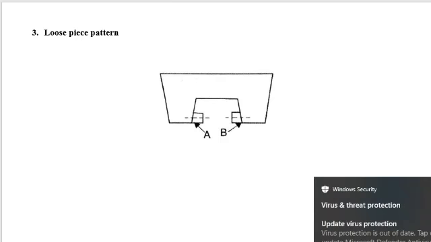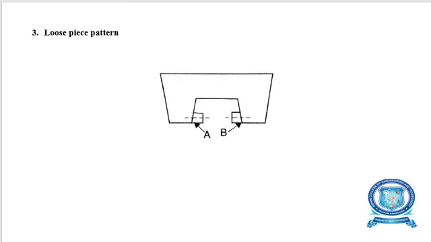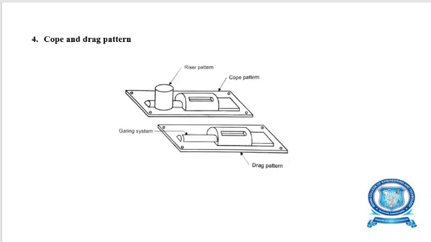Loose piece pattern, like in the diagram. A and B are loose pieces and the overall volume is one piece, totally three pieces. This is a loose piece pattern. And cope and drag pattern, this is one kind of split pattern. One half of the pattern will be assembled on one portion of the plate, and the other half of the pattern will be assembled on the drag pattern itself. The cope pattern assembled places will be used for the riser setup also.